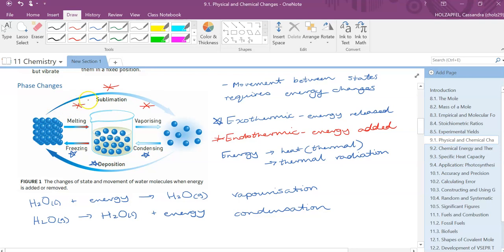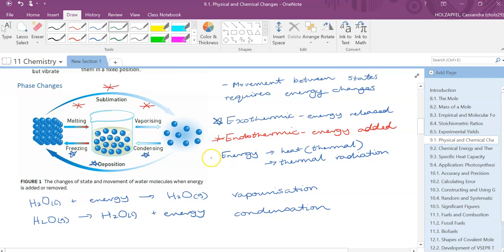Now with this one here, with all these red little stars that I have, these reactions are endothermic because I have to add energy to get them to move to the state that I want them to. Because we start off with a really low energy system as a solid. We have to add energy to get it into the liquid state. We have to add energy again to get it into the gaseous state. So it's an endothermic process when we're moving from a solid to a gas.